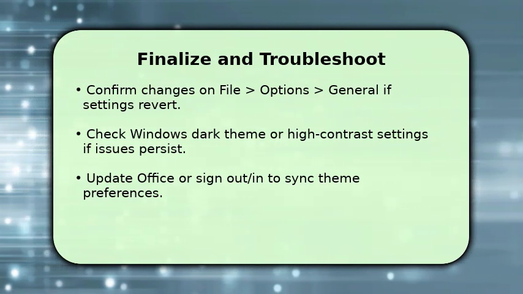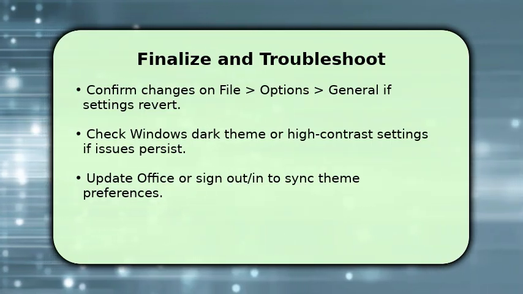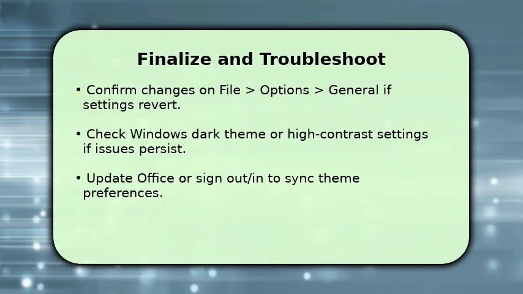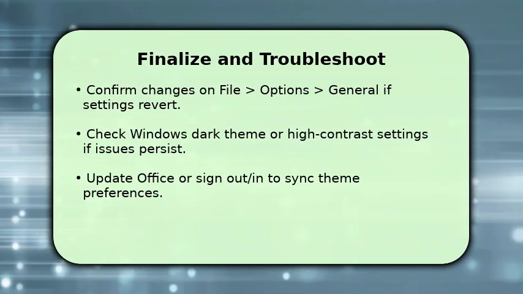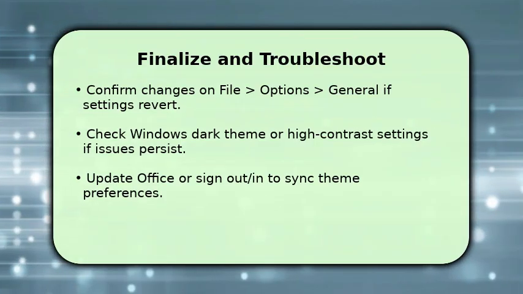If Word still looks dark, make sure Windows isn't enforcing a system-wide dark or high-contrast theme that overrides app appearance. Go to Windows Settings Personalization Colors to check. If problems persist, update Office, sign out and back into your account, or reboot.